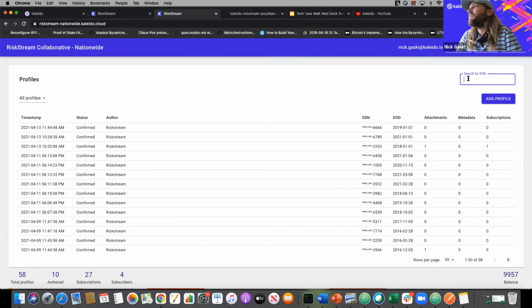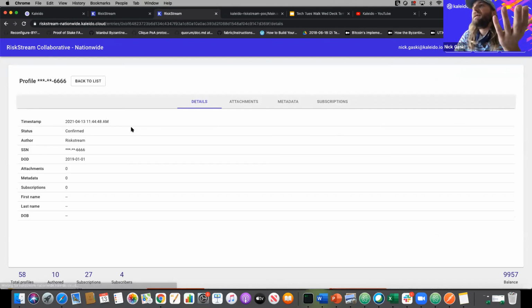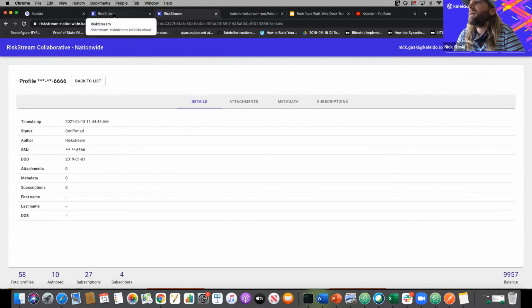So what I can do here now is I can just search for that social security number 66666, and we see that this was updated for free. And again, this is updated on the UI for free, but more importantly, where those events would really go is they would go into your existing back office processes. They'd go directly into your claim systems. So let's go back to RiskStream, and now let's add an attachment.